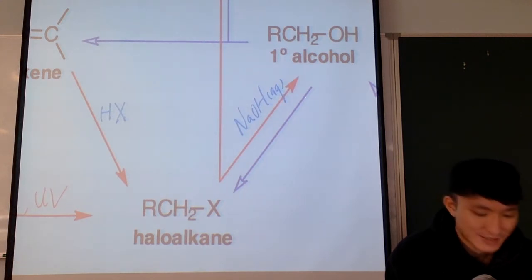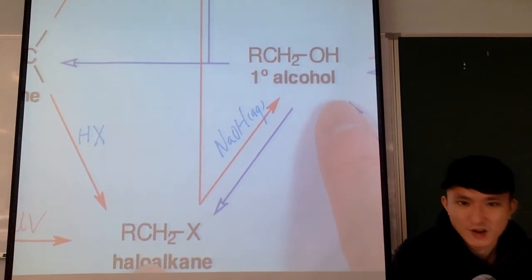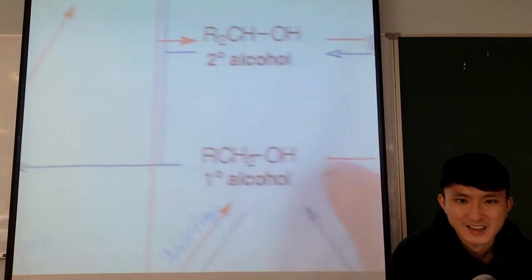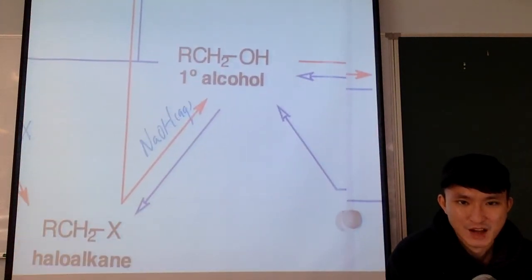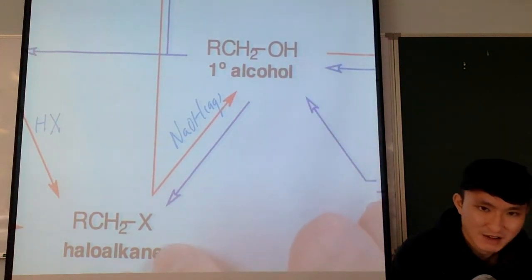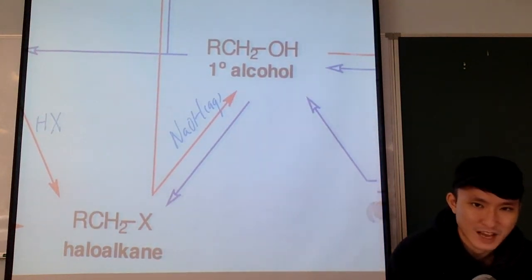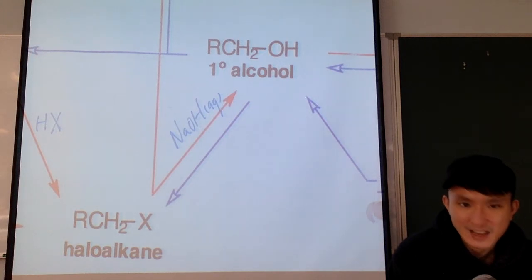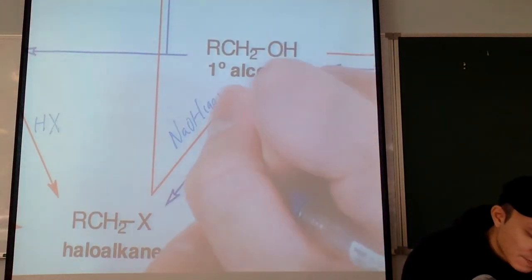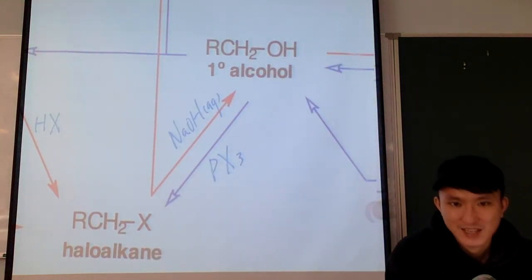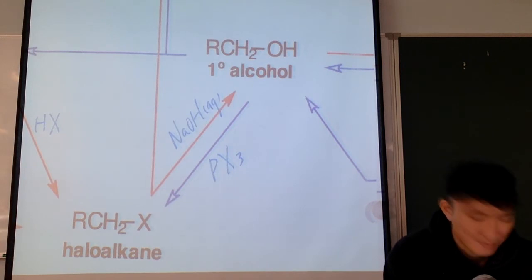Now, let's look at alcohol. You see, alcohol has so many reactions. First of all, alcohol can actually go back to the haloalkane by performing a substitution reaction. This time, you can have the hydrogen halide or the phosphorus trihalide. For me, I like phosphorus trihalide, so I write PX3, just like that. No need to heat.